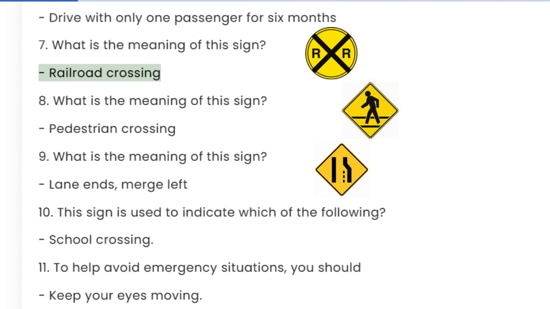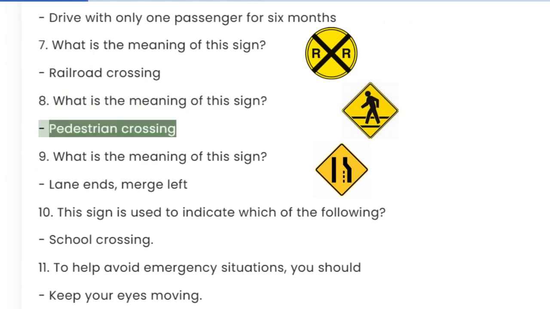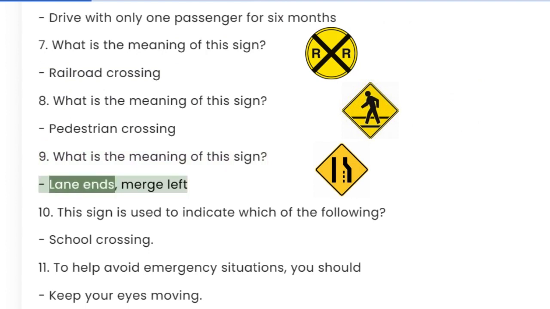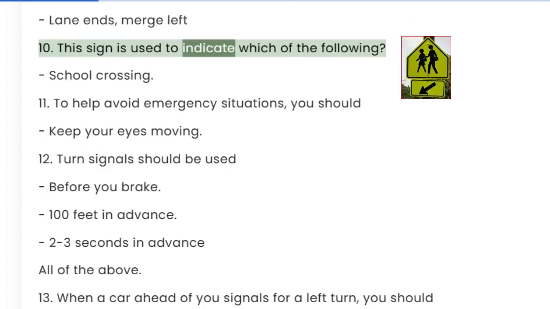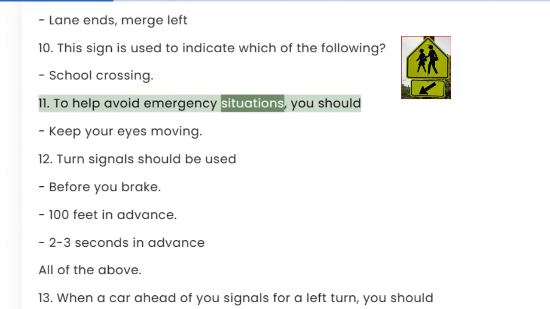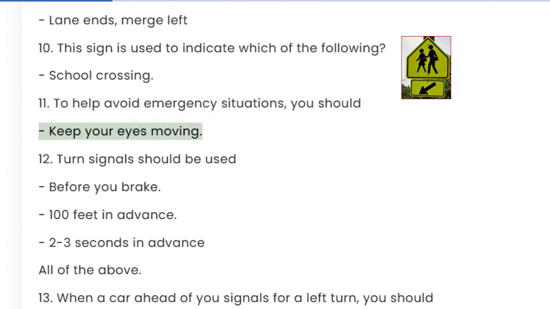7. What is the meaning of this sign? Railroad crossing. 8. What is the meaning of this sign? Pedestrian crossing. 9. What is the meaning of this sign? Lane ends, merge left. 10. This sign is used to indicate which of the following? School crossing.